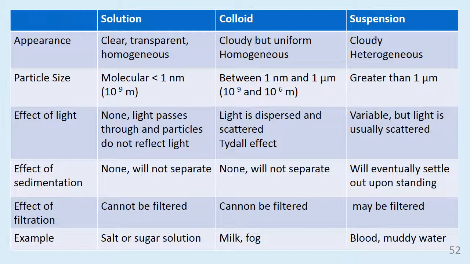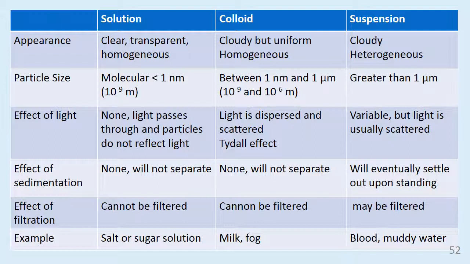A colloid, again, is homogeneous, and some examples of colloids are milk or fog. So it's homogeneous throughout, but the particles are bigger. So again, you can see the particle size. A solution is less than 1 nanometer. A colloid is between 1 nanometer and 1 micrometer, and a suspension is greater than 1 micrometer.